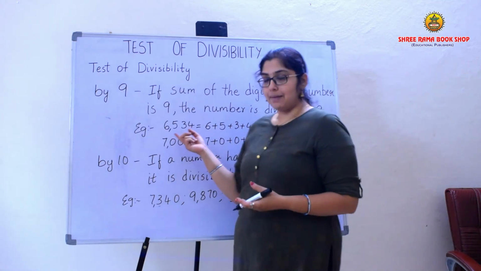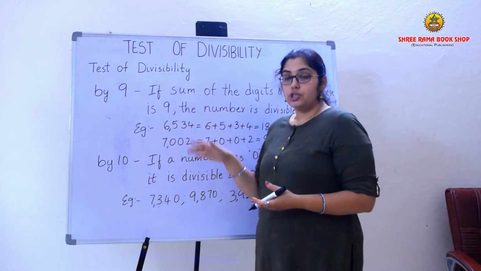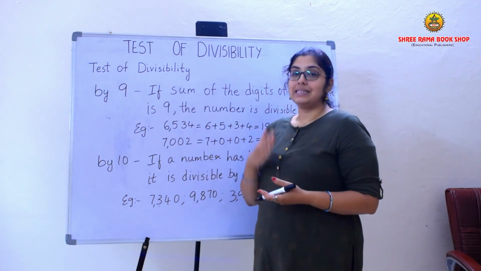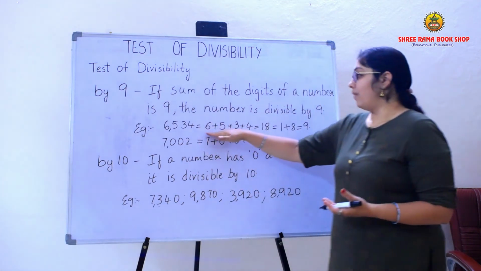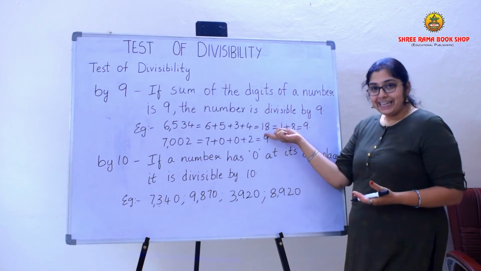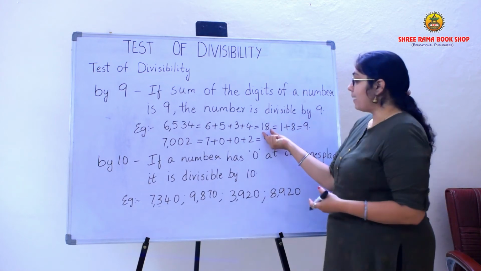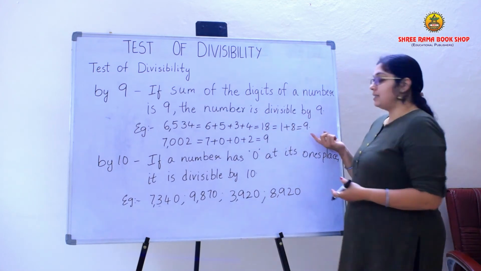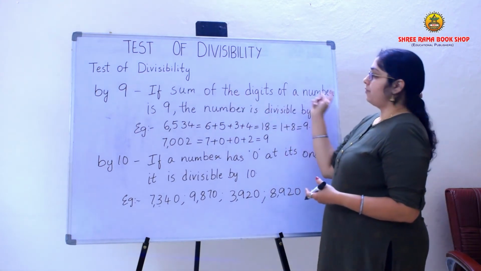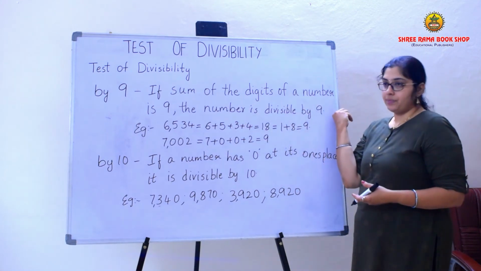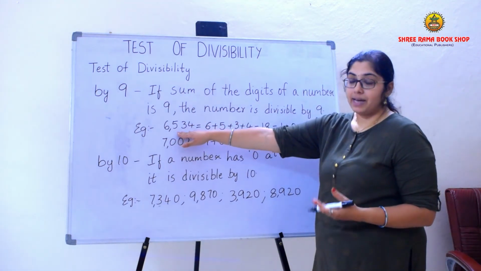So on the board I have 2 examples, children. Please have a look. Here the number is 6534. I am adding all the digits of the number 6534, so 6 plus 5 plus 3 plus 4. When I add all the digits, I am getting 18 as the sum. Again, this 18 is a 2-digit number, so I am adding again 1 plus 8. The final sum is nothing but 9. According to the statement, if the sum of the digits of a number is 9, the number is divisible by 9. So I got the sum of the digits as 9, and I can say that this number is divisible by 9.